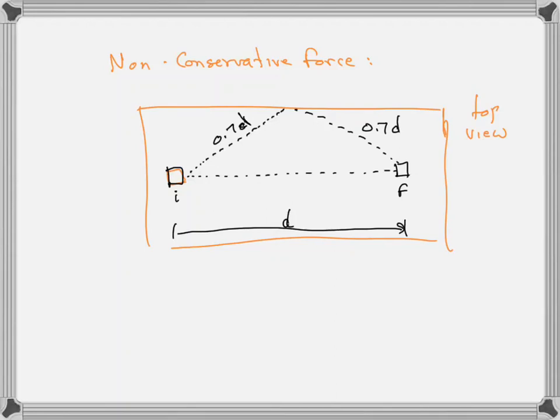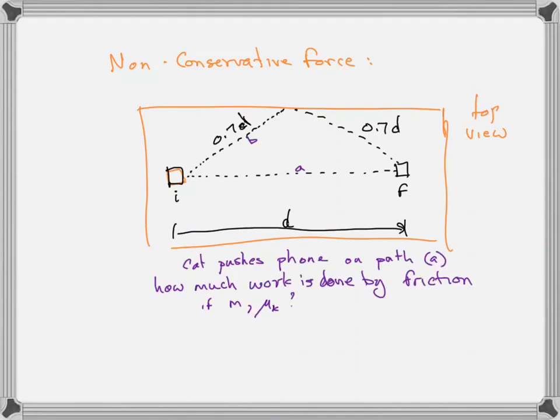Now this is a top view on a table because I want to be able to talk about friction, which, let me jump ahead to the conclusion, is a non-conservative force. Let me see what that means. Let's say that your cat pushes your phone on path A, a straight line from initial position to final position. How much work is done by the friction if the mass of the phone is m and the coefficient of kinetic friction is mu k? I don't care how much work the cat does, but how much work is done by the friction.